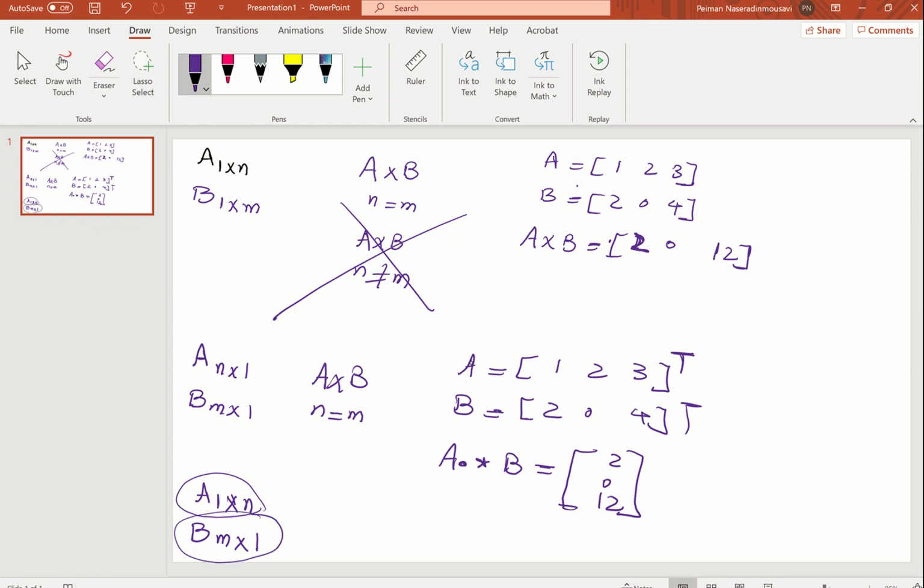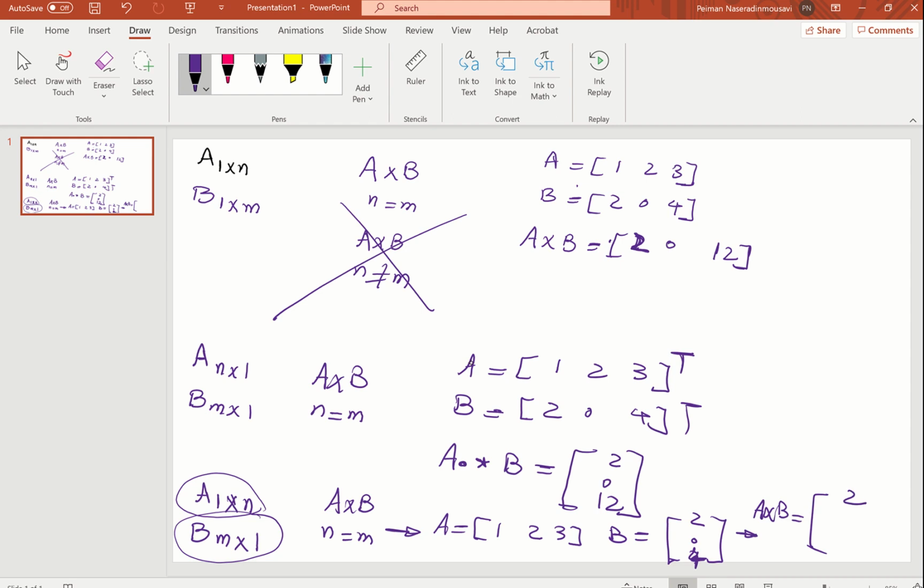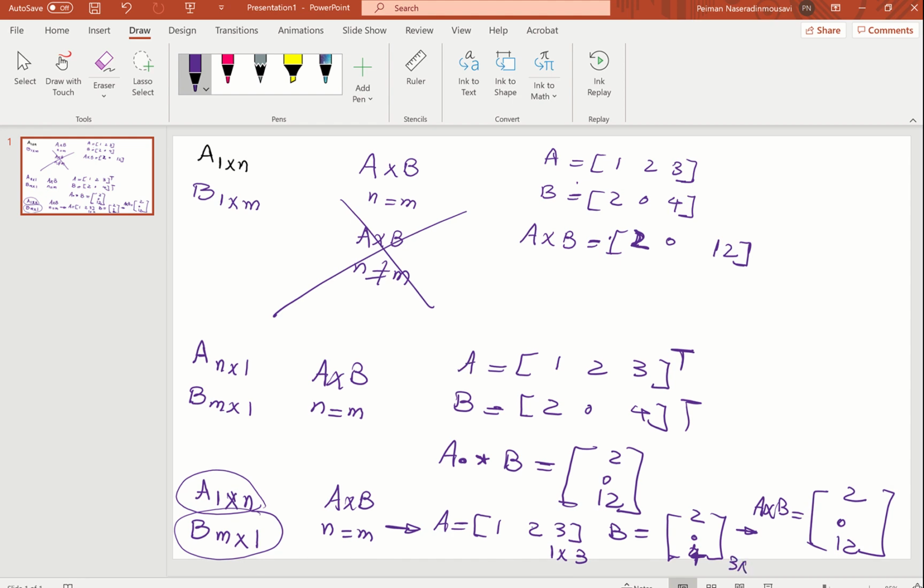That's right. Again, this multiplication operation is feasible if n is equal to m. If it is not, it's not achievable. Like what? Like A is, guys, 1, 2, 3, and B is 2, 0, and 4. That's right. So now A multiplied by B, guys, obviously from mathematics is 2, 0, and 12.